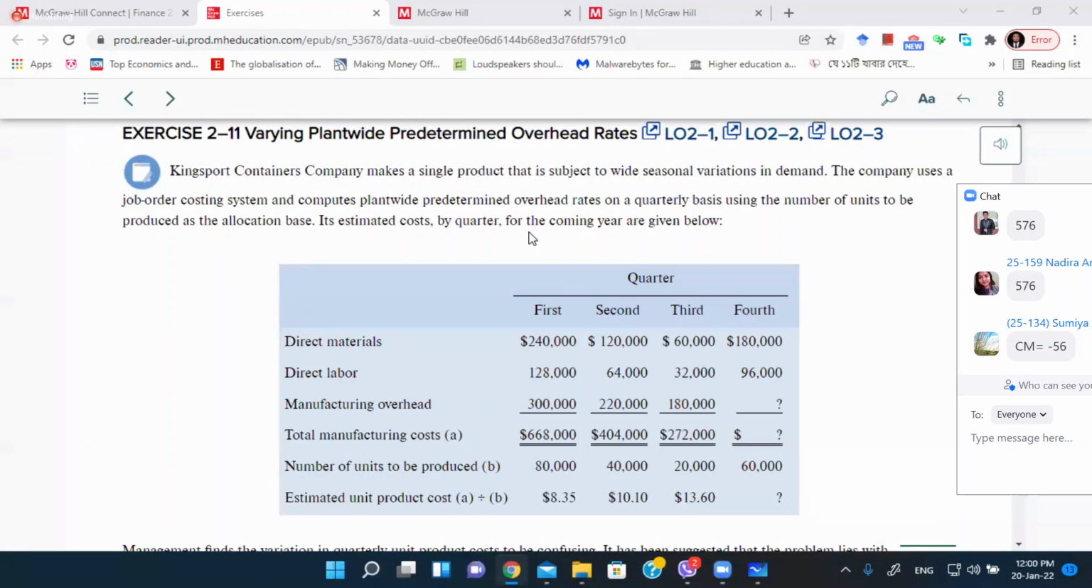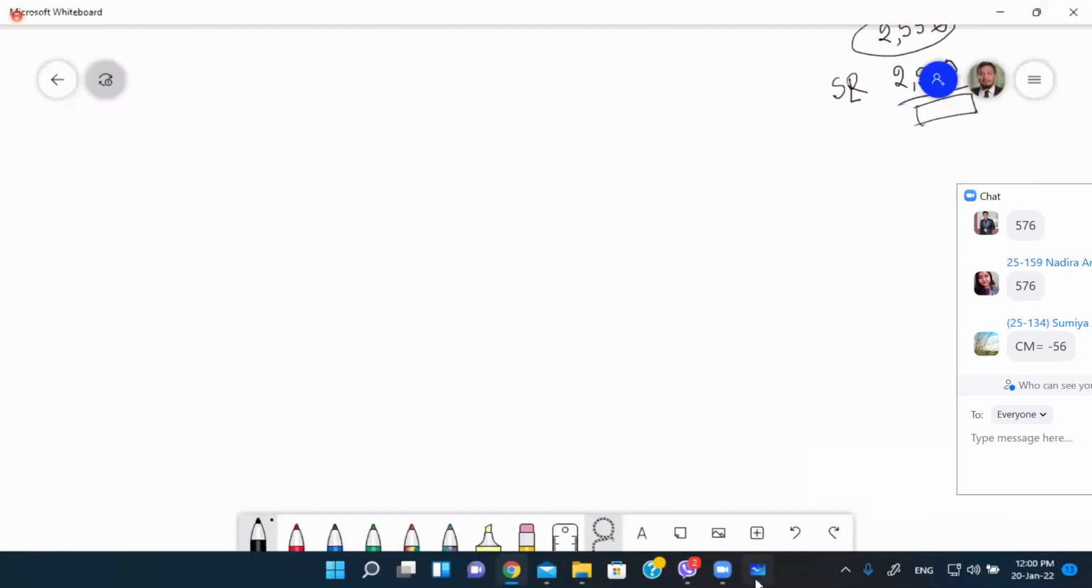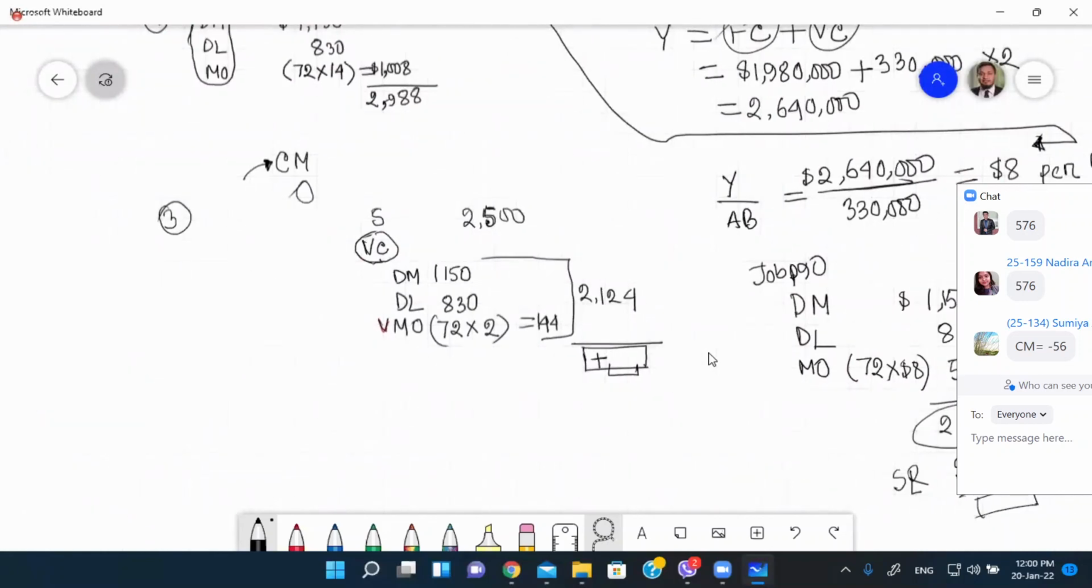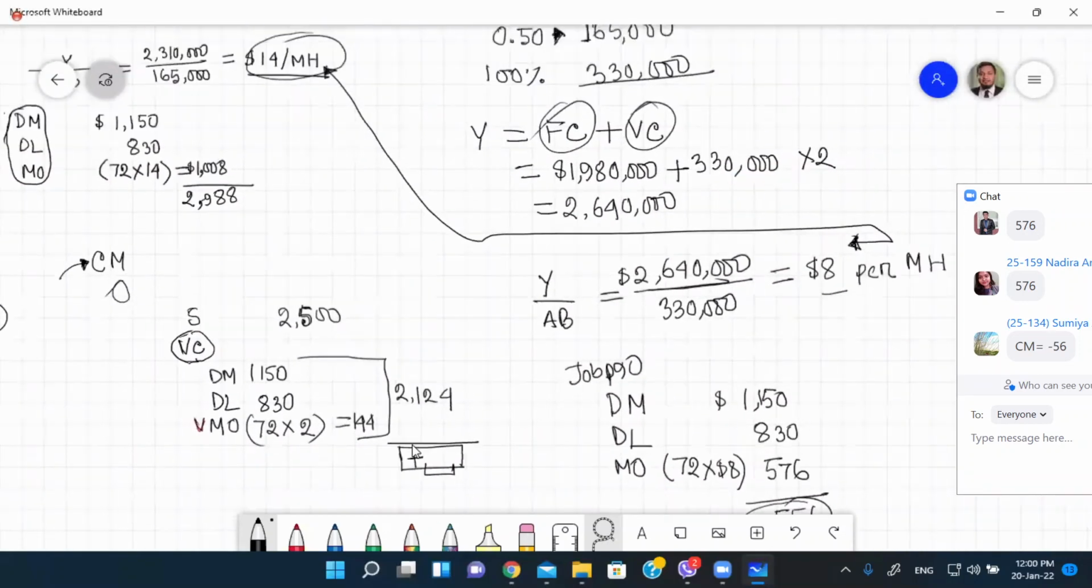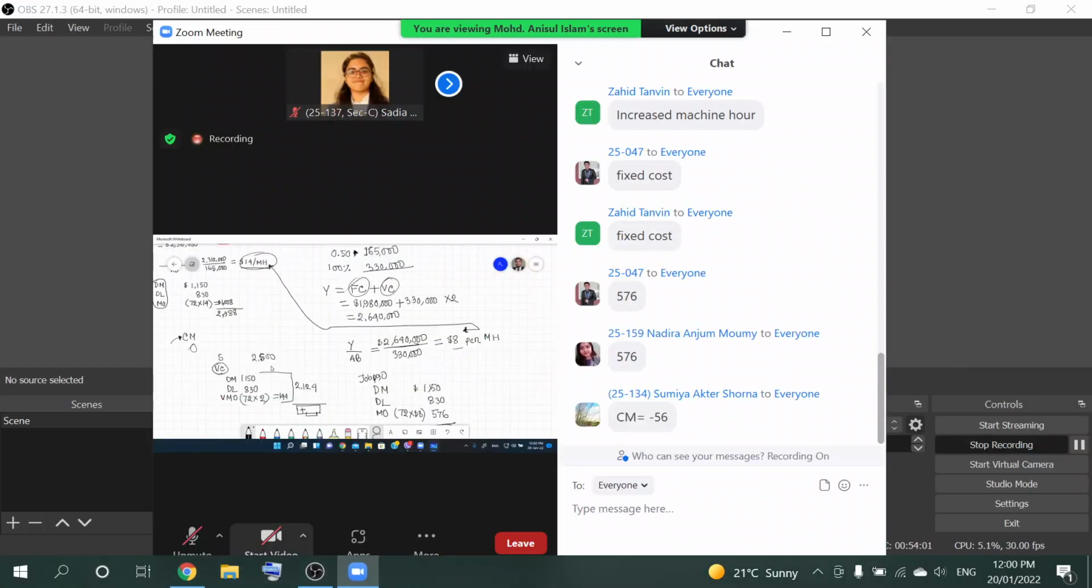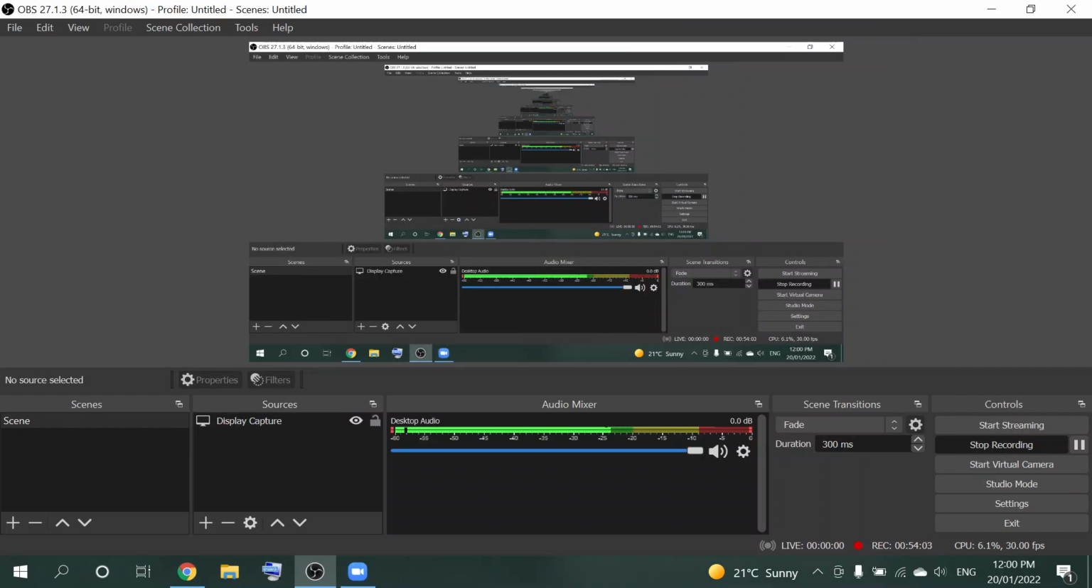Sir, my question is, here you have shown that the cost is $8. But in this $8, the fixed cost also exists, sir. If we see the previous question, you multiplied the machine hour with $2, where the fixed cost was not there. When we calculated the CM, why, sir? I don't get it.